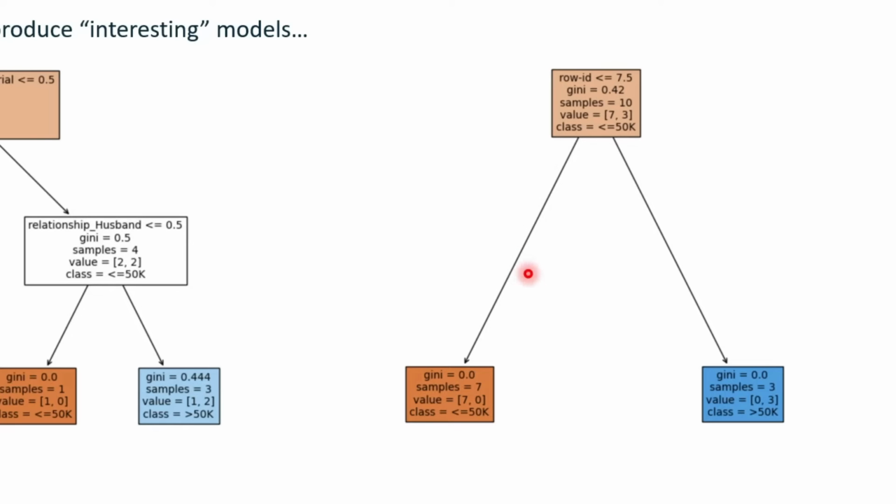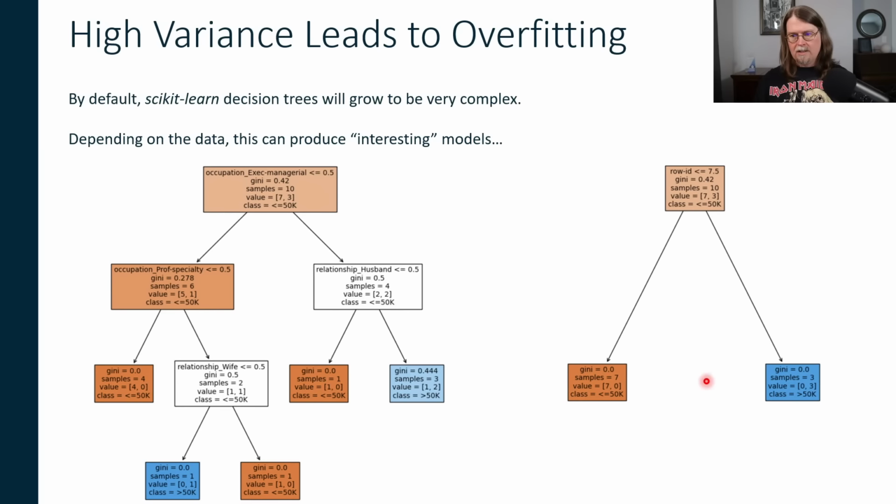And simultaneously, this model is completely useless because essentially what it says is anytime your row ID is 7 or less, I'm going to predict that you make less than 50K. And if your row ID is 8 or greater, then I'm always going to predict greater than 50K. So this model is simultaneously 100% accurate with the training data and 100% useless. So this is a problem with decision trees.